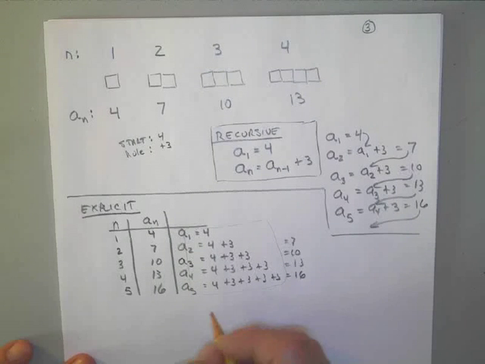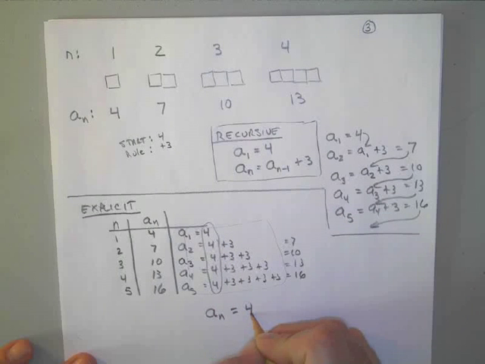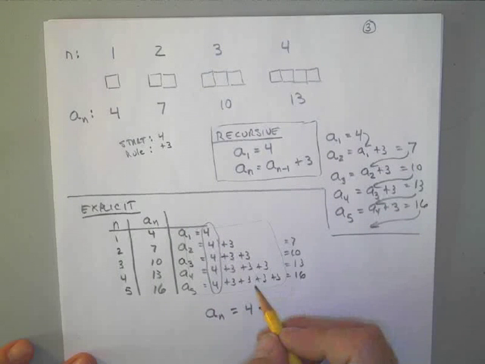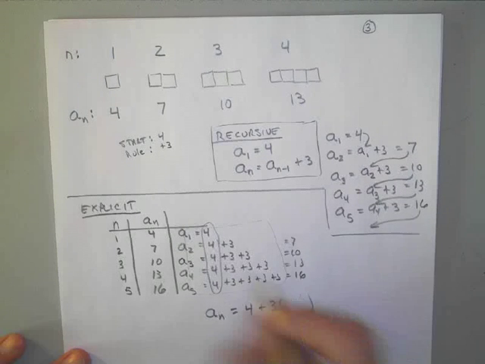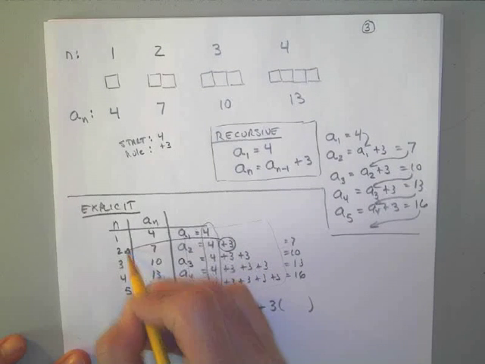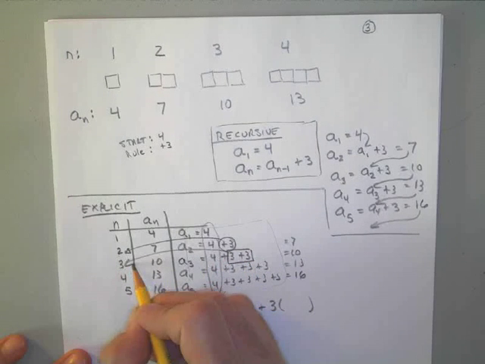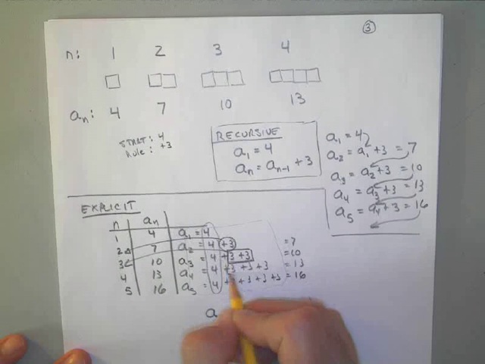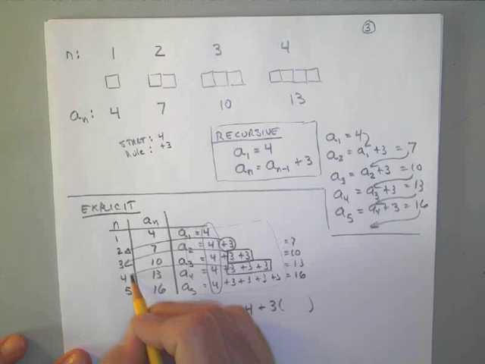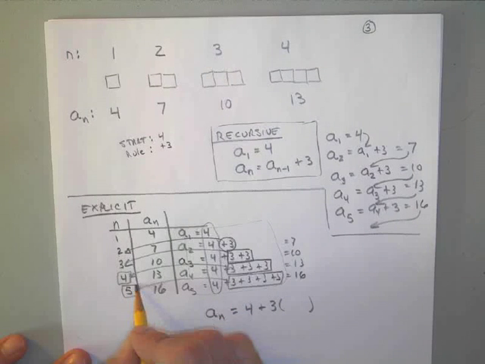And so what I see is that for any term, we always start with the number 4, and then we're adding some 3's. And the question is, how many 3's are we adding? Well, here we're adding 1 3, and we need to compare that to the n number. Here we're adding 2 3's, and how does that compare to the n number? Here we're adding 3 3's, how does that compare? Or 4 3's, how does that compare?